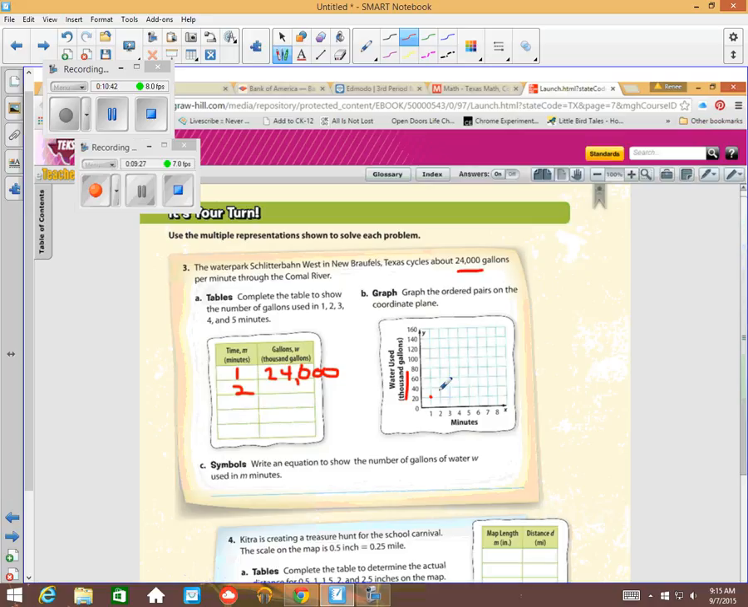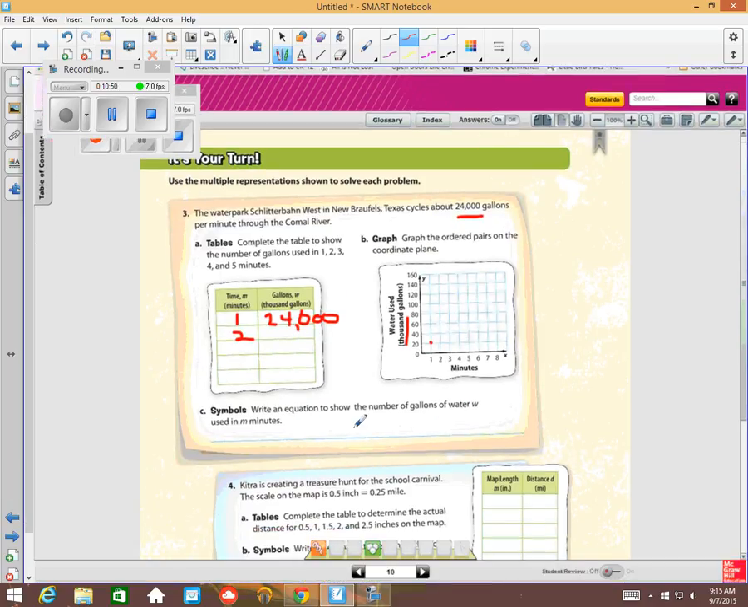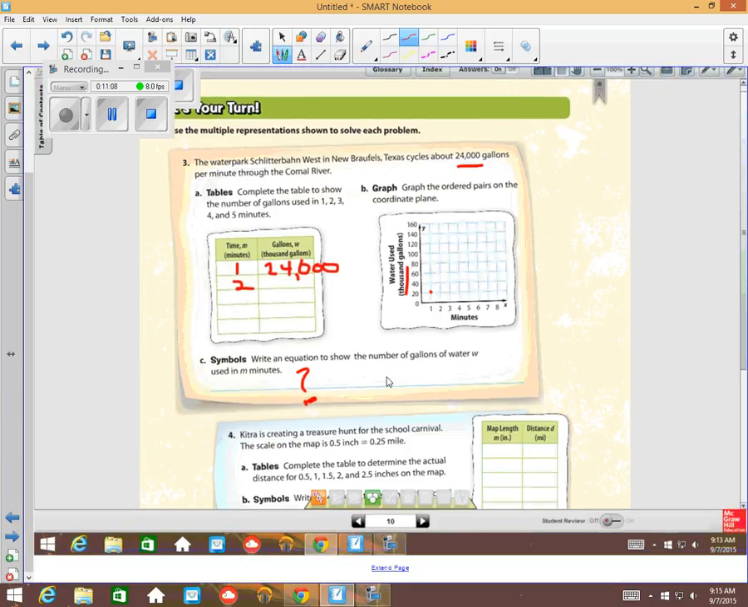This is 2 minutes. What's the answer going to be to get 2 minutes? And then you just put your dot there to fill out the table. And again, write an equation to show the number of gallons of water used per minute. So after you do this, think about what the equation would look like. Okay, so what are you doing each time? Or you can put it in your own words if you're unable to think of an equation. How is everything changing?